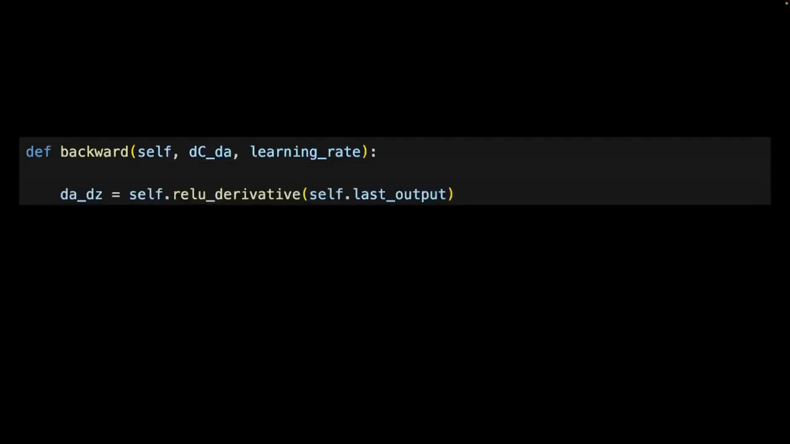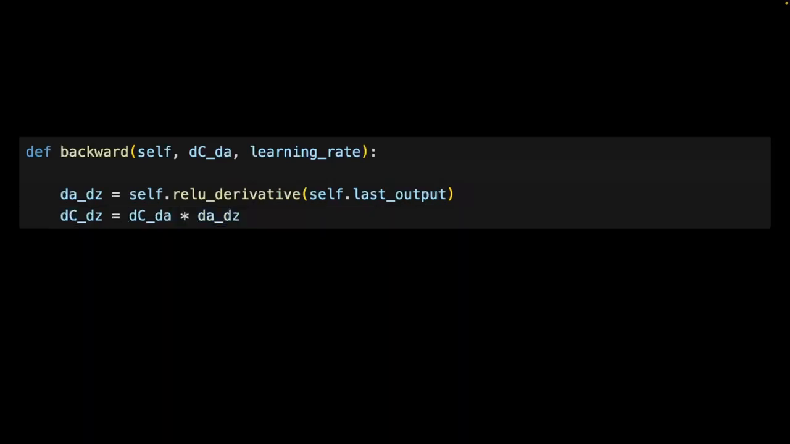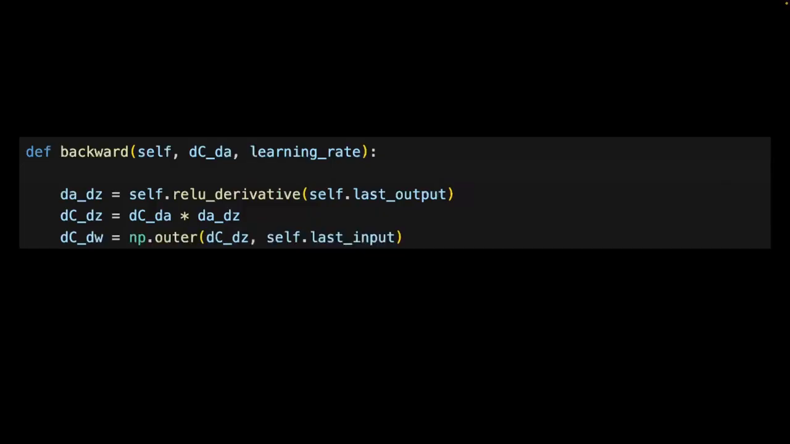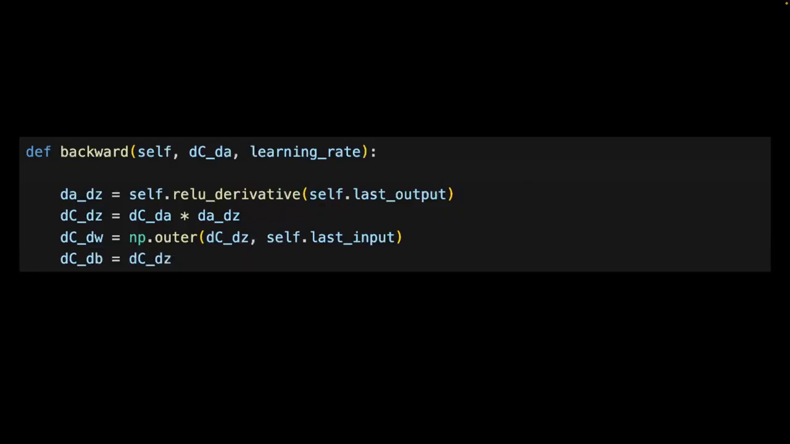The derivative of activation with respect to the weighted sum shows how the neuron's output changes when its input changes. The derivative of the cost with respect to the weighted sum shows how the loss changes when the neuron's weighted sum changes. The derivative of the cost with respect to weights shows how the loss changes when a weight changes. This is crucial for updating weights during training. The derivative of the cost with respect to the bias shows how the loss changes when the bias changes. We use these values to get the full gradients of each weight.